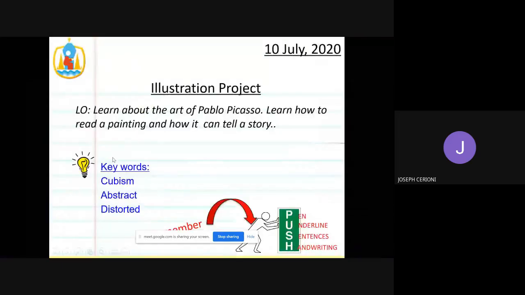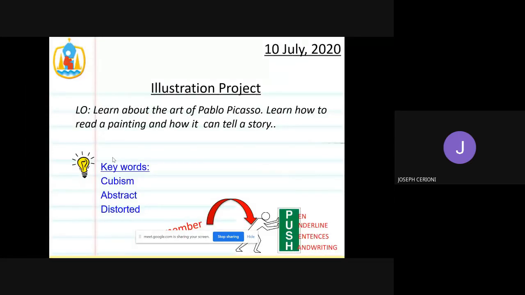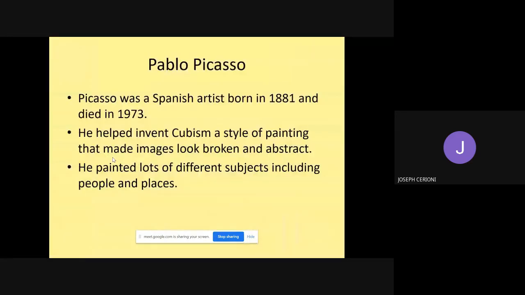Okay, so this was the first work that was set during lockdown, but it's an idea. We're just going to go through, first of all, introducing Pablo Picasso, who was a Spanish artist born in 1881 and died in 1973. He invented Cubism, which is a style of art that we will look at in more detail in year 8. But basically, Cubists would try to paint the world so it looked like it was moving and it was fragmented. And often things looked broken and abstract.